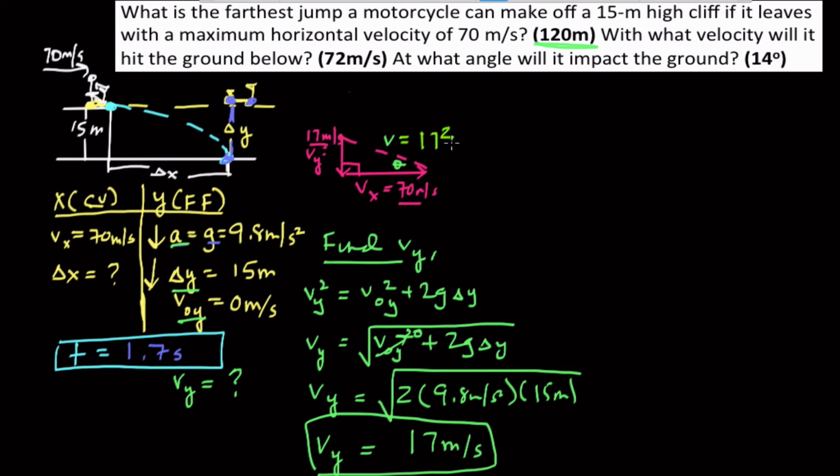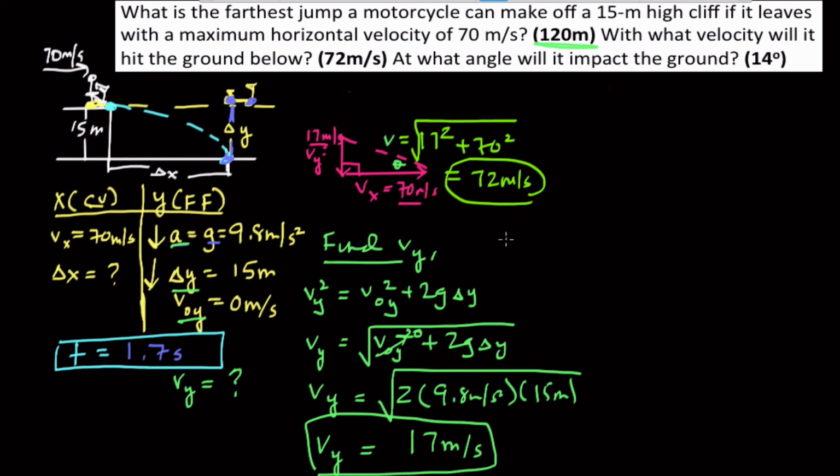So 17 squared plus 70 squared. If you're having trouble with the Pythagorean theorem, somewhere on this website is a video with lots and lots of Pythagorean theorem questions, so you can go take a look at those and see how it's solved. 72 meters per second is the final velocity overall.